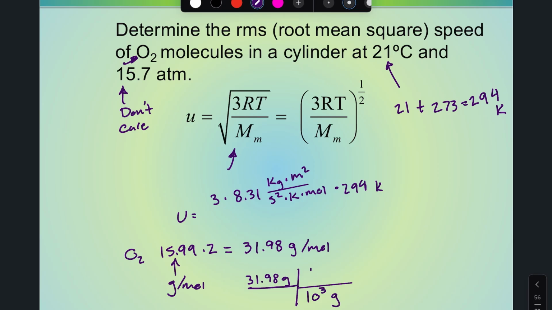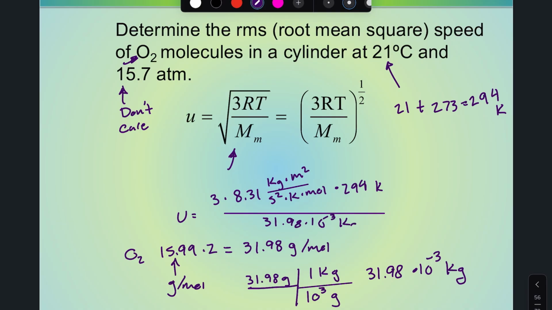grams in 1 kilogram. And so when you divide by a 10 to the third, you get 31.98 times 10 to the negative third kilograms. And so that's what's going to go on the bottom of this equation. We have 31.98 times 10 to the negative 3 kilograms.